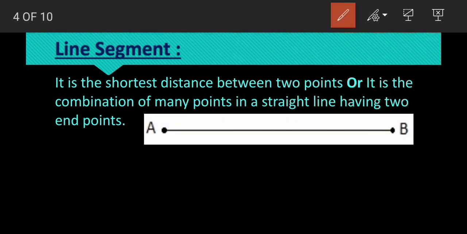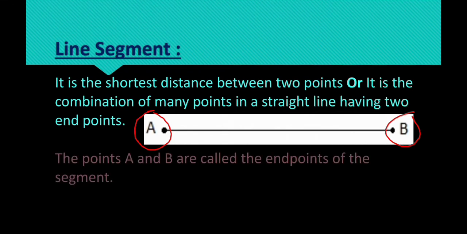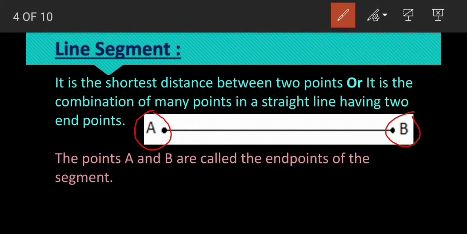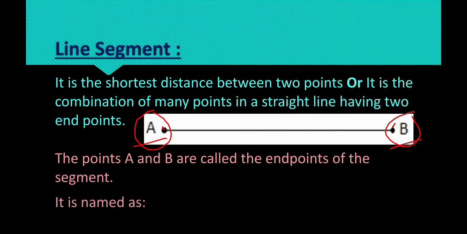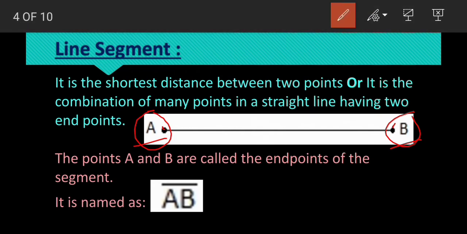Look at this one. Here is the line segment and the two endpoints are A and B. The points A and B are the endpoints of the line segment. It can be written as AB. So you have to write the 2 points, A and B, and above them you have to draw a line that shows the line segment. You have to just draw a line, and that line represents the line segment.